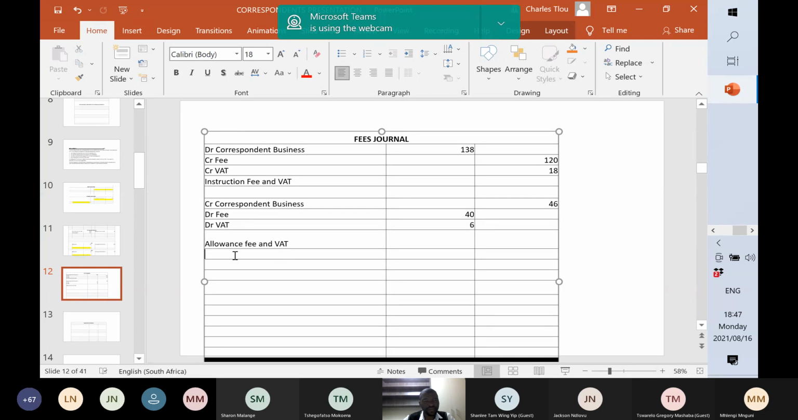Okay. In this fees journal here, you are going to debit correspondent business. Then you're going to credit fee, credit VAT. That is someone's fee.